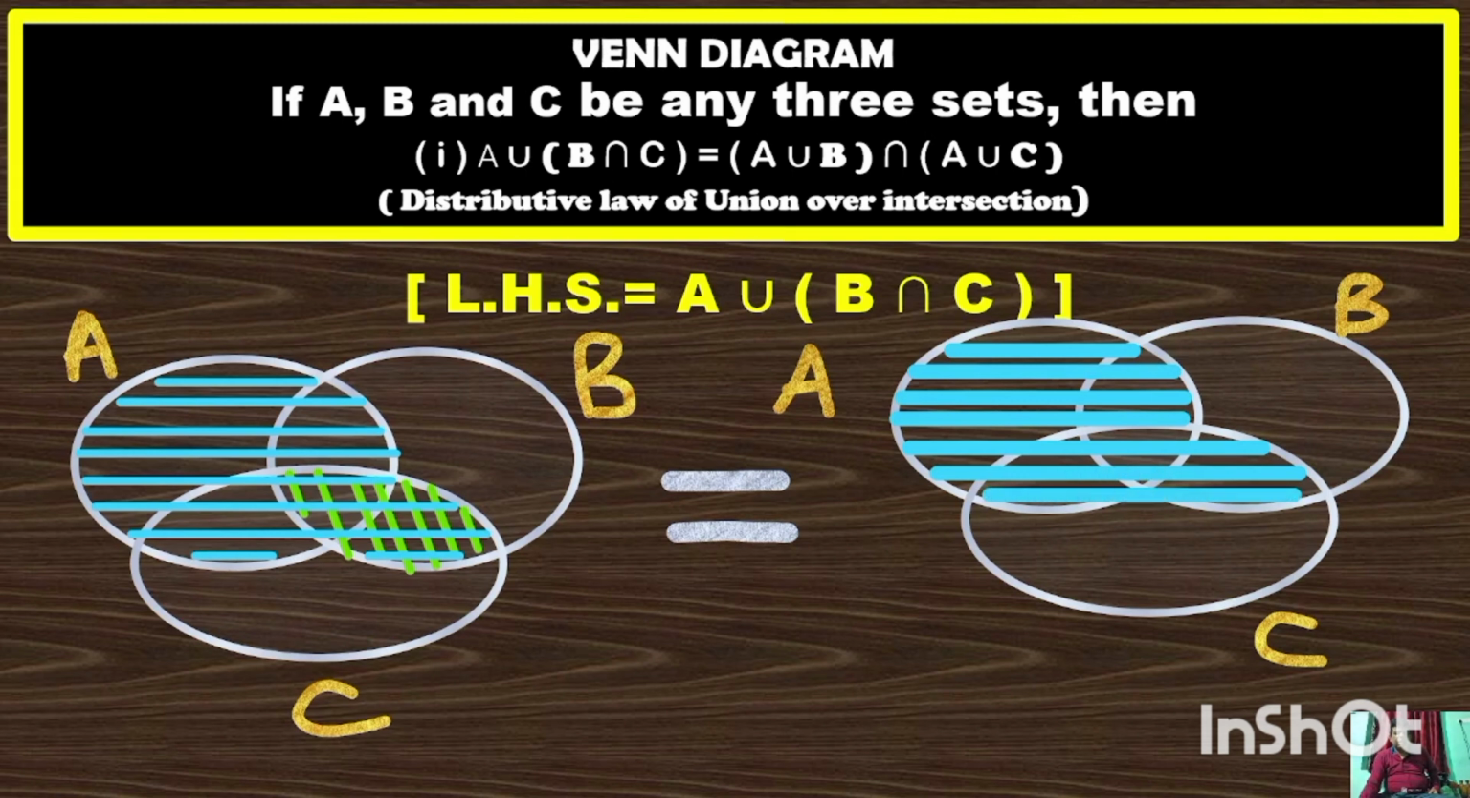You see the shading portion, is it understood or not? And same, both shading portions are equal. You see, both the portions are equal. Yes? Understood? Okay.